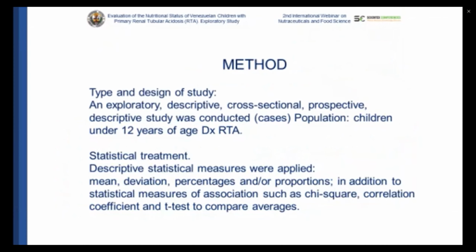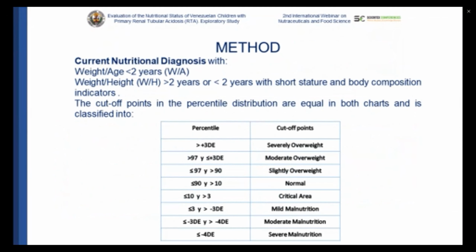Regarding the methodological design, an exploratory, descriptive, cross-sectional, and prospective study was carried out on children under 12 years of age, referred from the nephrology service for evaluation and treatment. The cutoff points for the nutritional anthropometric diagnosis are the distribution of percentiles, referenced by the cross-sectional study of Caracas, and the combination of the different indicators to make the diagnosis. It allows us to perform the current nutritional diagnosis for children under and over 2 years of age.